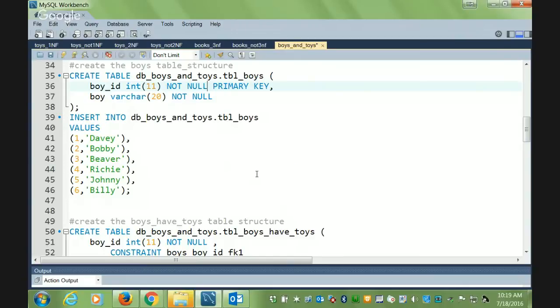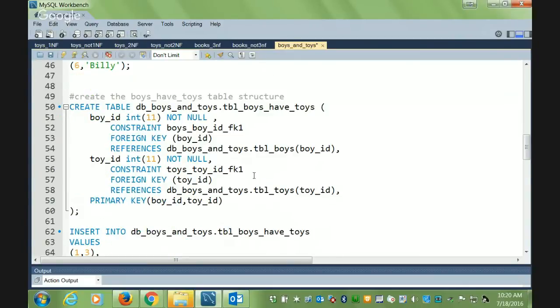Let's look at the third table. The third table tells me which boy has which toy. So each boy can have more than one toy.